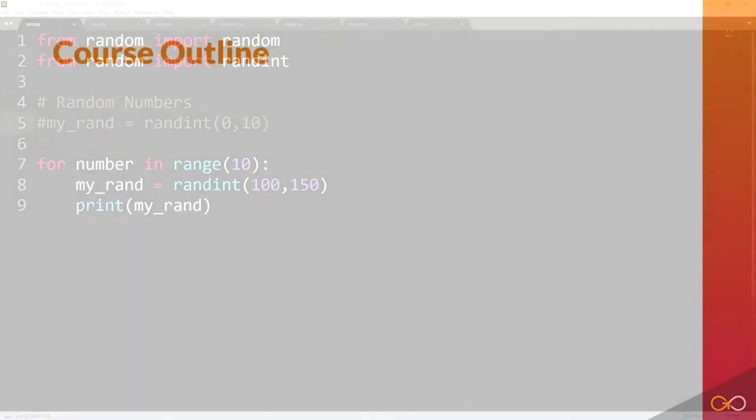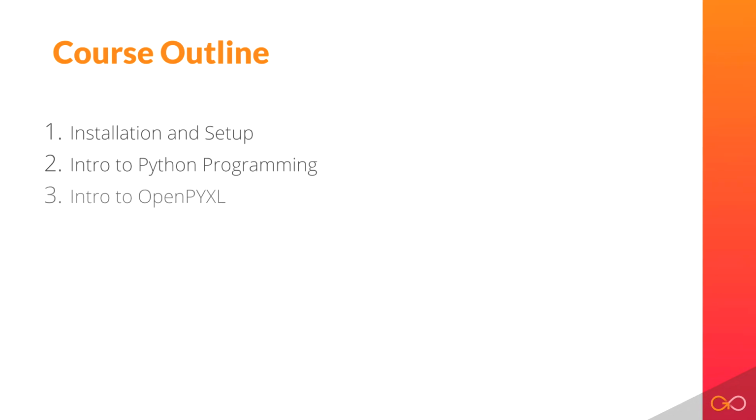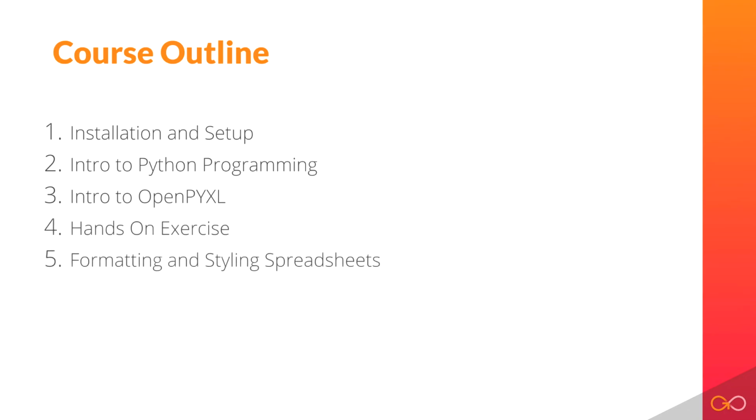So this course is basically broken into 7 sections. In the first section, we'll look at installation and setup. In the second section, we'll look at a short introduction to the Python programming language. In the third section, we'll do a short introduction to OpenPyXL. In the fourth section, we'll do a little exercise. In the fifth section, we'll look at formatting and styling spreadsheets with Python. In the sixth section, we'll look at working with graphs and charts. And in the seventh section, we'll look at tables and images.